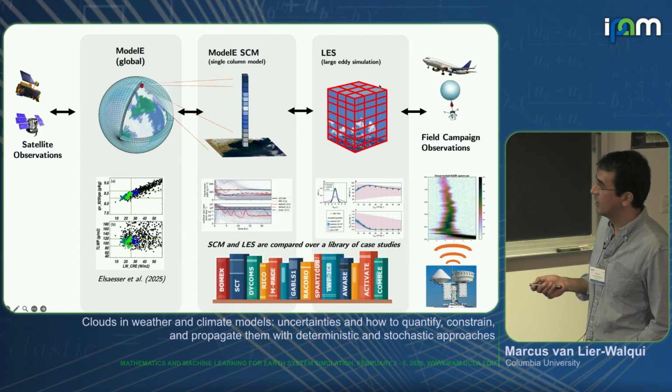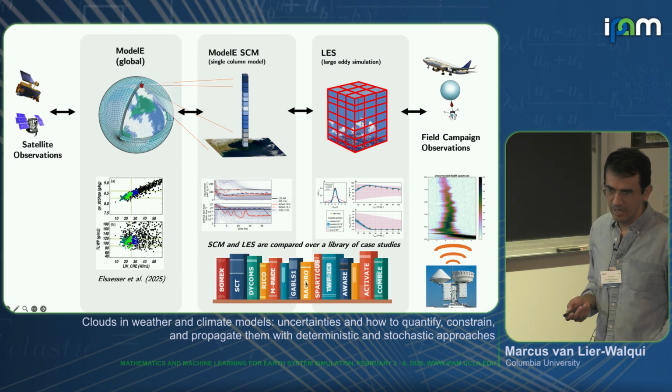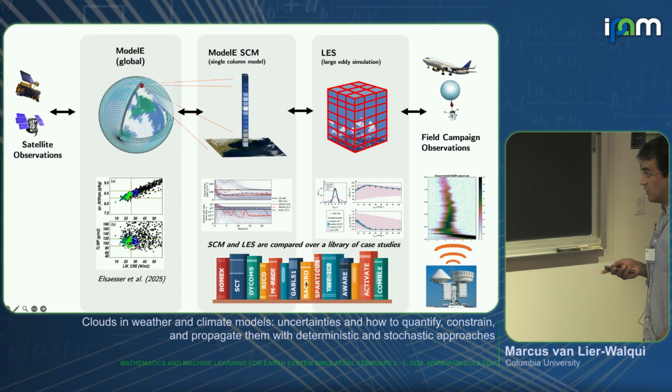The global model is just a single column. This is high resolution though. And then we can do this comparison, and we can do this comparison for a number of different cases that are to varying extents informed by observations.